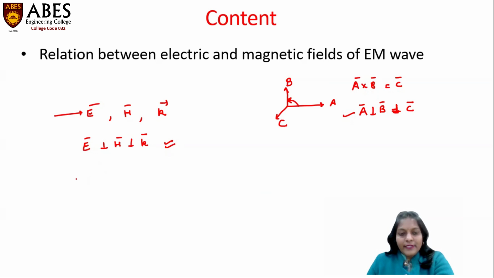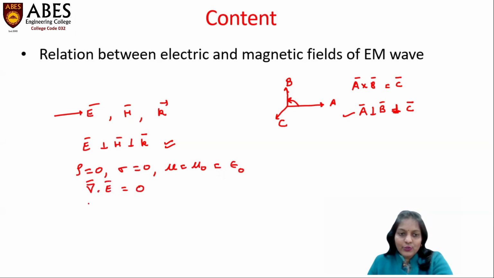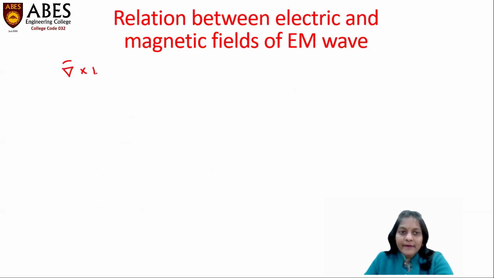We know the condition for the Maxwell equations in free space. The conditions are rho is zero, sigma is zero, mu is equal to mu naught, and epsilon is equal to epsilon naught. On the basis of these conditions, the Maxwell equations are: del dot E is equal to 0 and del dot H is equal to 0. The third equation is del cross E is equal to minus mu naught del H by del t. And the fourth one is del cross H is equal to epsilon naught del E by del t.